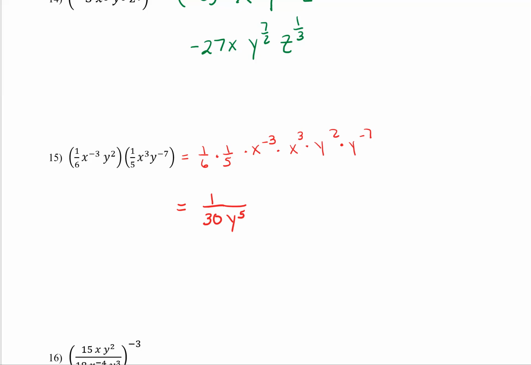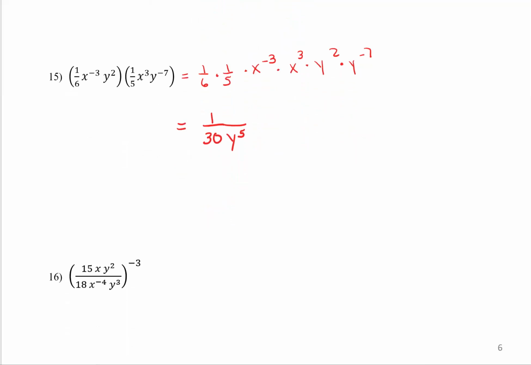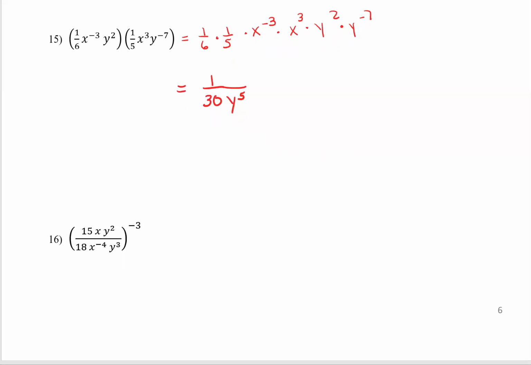And finally, number 16. I'm going to simplify inside first. So 15 over 18 simplifies to 5/6. X divided by x to the 4th. Same base, dividing, keep the base, subtract the exponents. 1 minus negative 4 is a positive 5. And 2 minus 3 is negative 1. So we'll put that in the denominator.